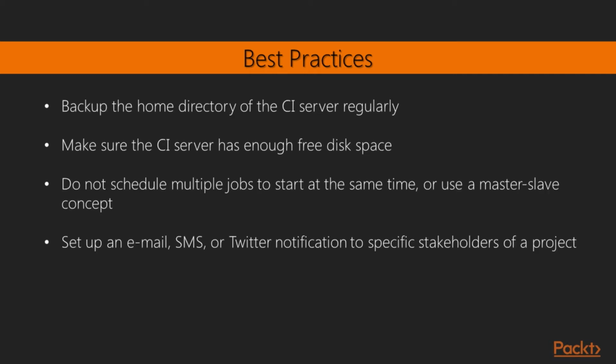Back up the home directory of the CI server regularly, as it contains archived builds and other artifacts too, which may be useful in troubleshooting. Make sure the CI server has enough free disk space available, as it stores a lot of build related details. Do not schedule multiple jobs to start at the same time, or use a master-slave concept, where specific jobs are assigned to slave instances so that multiple build jobs can be executed at the same time.